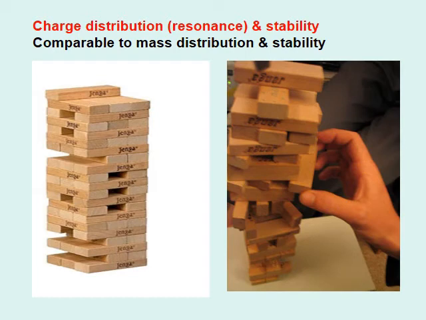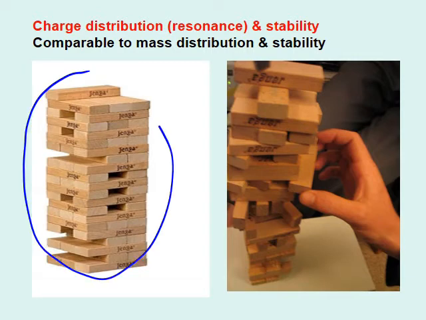I have shown you this slide before. Again, I'm bringing it in here. Now, on the right hand side, you see charge mass distribution is not good, and that's why the whole structure is falling down. On the other hand, on the left hand side, this structure is quite stable because mass is distributed quite well. Charge distribution would have the same effect, or resonance would have similar effect.